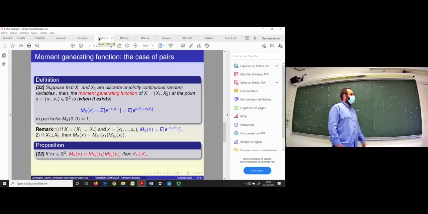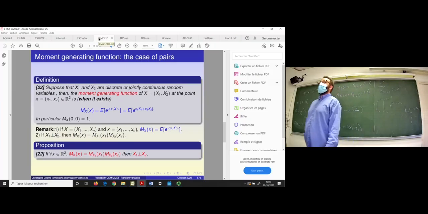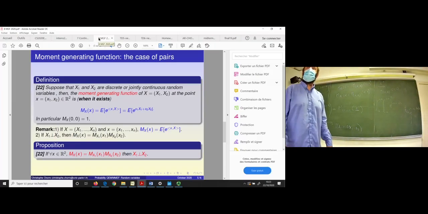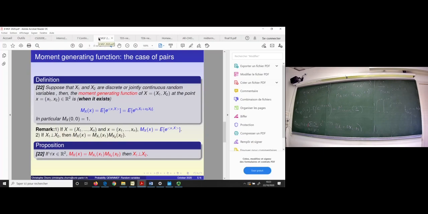So of course, there are situations where it's very easy to compute it. In the case that I have independence, no problem concerning the computation. Are you okay with this? It's just the definition of the expectation concerning pairs of random variables, in the jointly continuous case, or the case where I have a pair of two discrete random variables. I will finish before the break with this one.